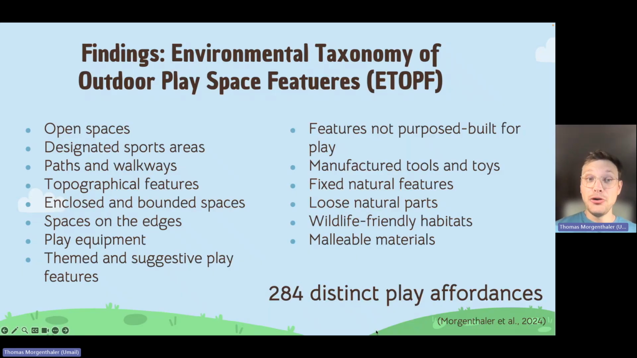The final taxonomy, which we named the Environmental Taxonomy of Outdoor Play Space Features, consists of 14 different categories that are depicted here on the slide. I will not go into depth with each of these different environmental categories. I will just give you one example. Something that I also wanted to highlight is that we were able to identify over 280 distinct play affordances, which is a great diversity of play affordances identified in the research papers.